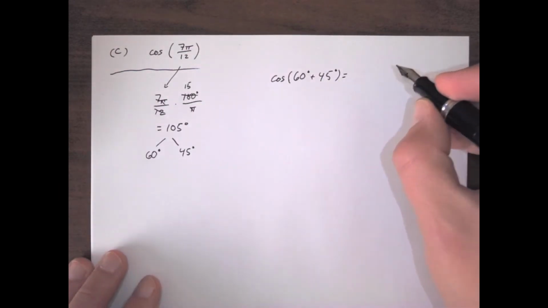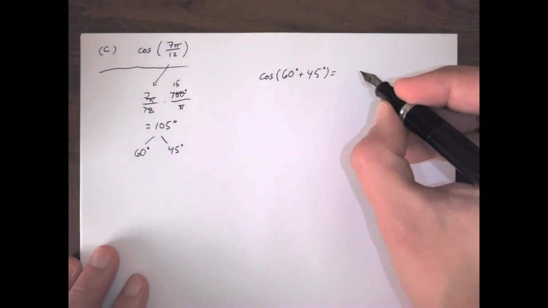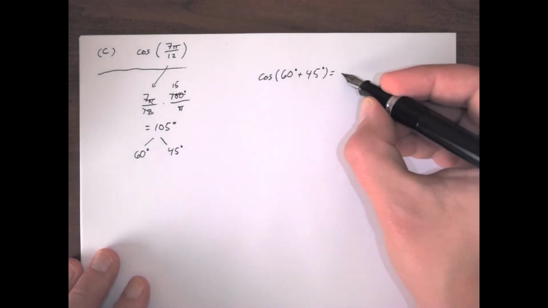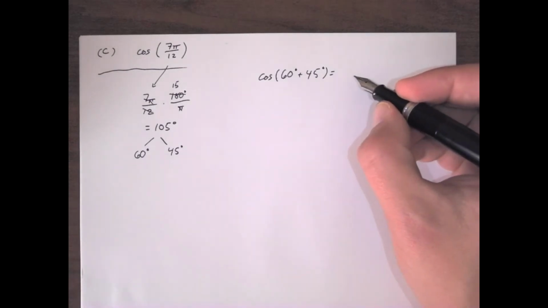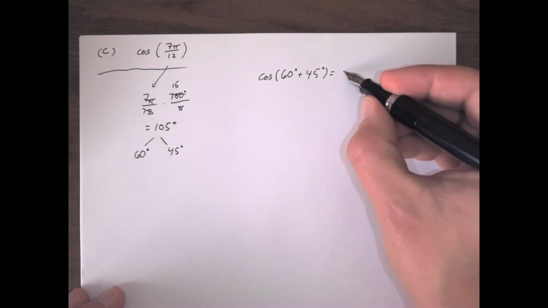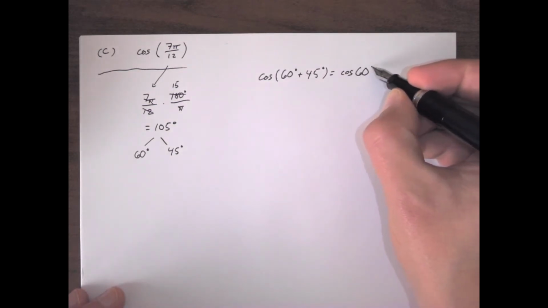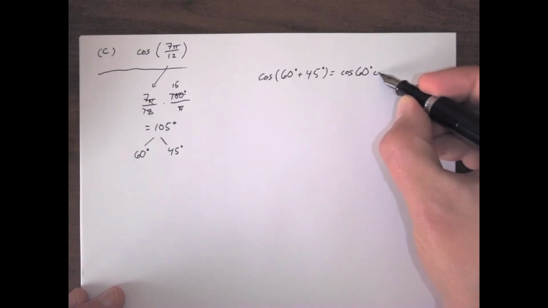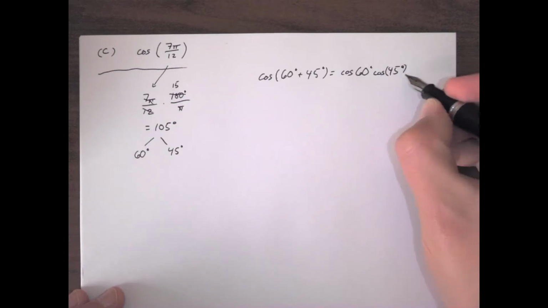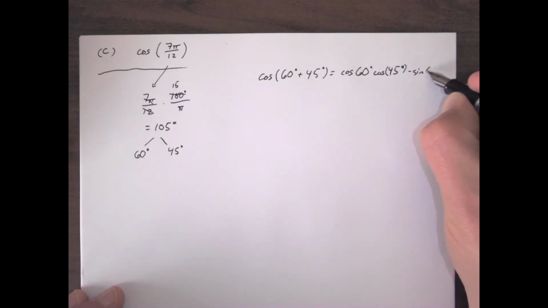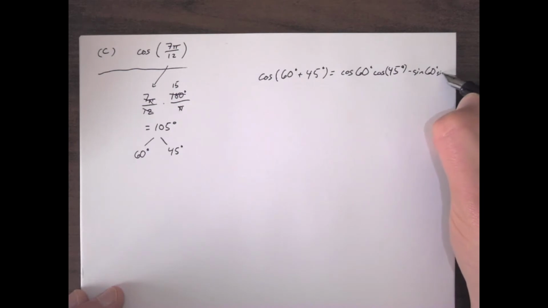And now remember cosine. So the cosine addition formula is cosine cosine minus sine sine. And that again would be the way I would remember these. I would say sine is sine cosine plus cosine sine. And for the cosine addition formula, I'd think cosine is cosine cosine minus sine sine. So cosine 60 degrees, cosine 45 degrees, minus sine 60 degrees, sine 45 degrees.